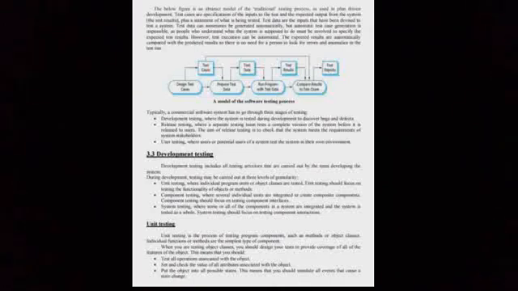Now let us see unit testing. Unit testing is the process of testing program components such as methods or object classes. Individual functions or methods are the simplest type of component. When you are testing object classes, you should design your test to provide coverage of all of the features of the object. This means that you should test all operations associated with the object, set and check the value of all attributes associated with the object, and put the object into all possible states. This means that you should simulate all events that cause a state change.